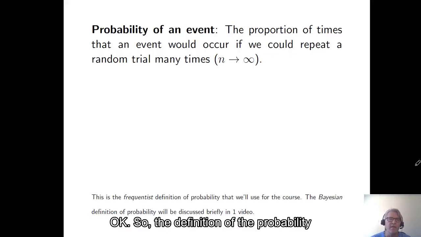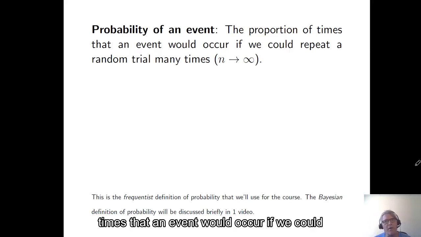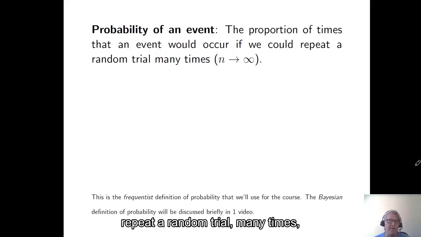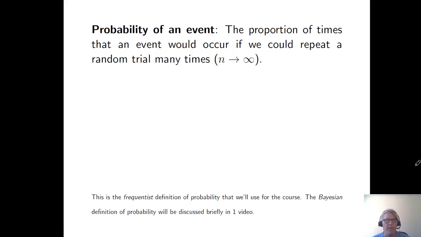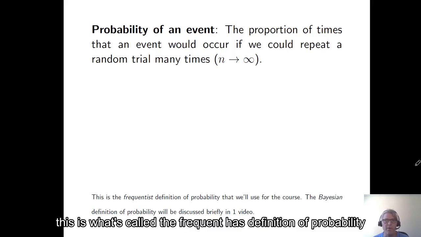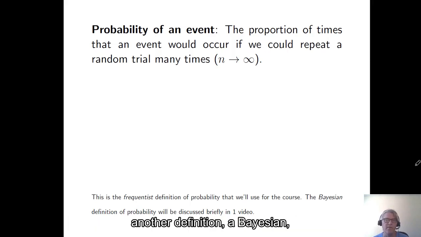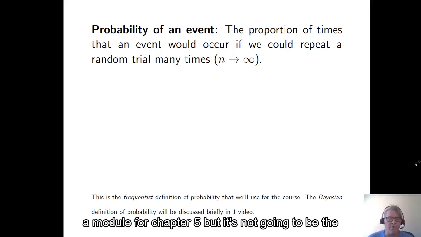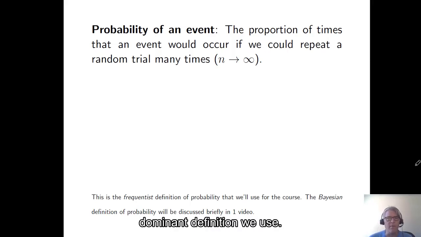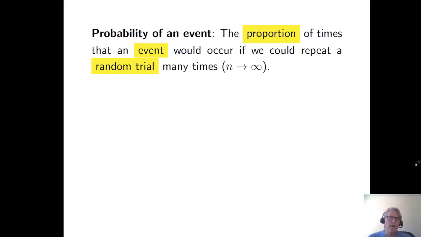Okay, so the definition of the probability of an event is the proportion of times that an event would occur if we could repeat a random trial many times, essentially an infinite number of times, so as the sample size went to infinity. This is what's called the frequentist definition of probability that we're going to use for this course. There is another definition, a Bayesian definition of probability, that I'm going to discuss briefly in a module for Chapter 5, but it's not going to be the dominant definition we use. So this one on the screen now is the most important one for you to know for this course.